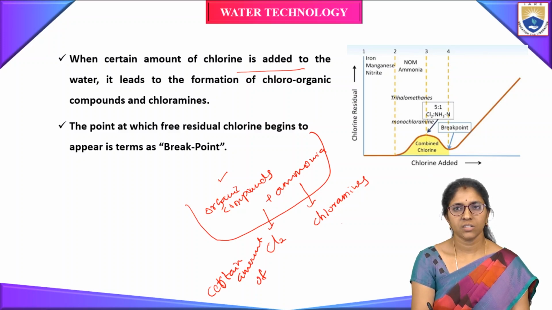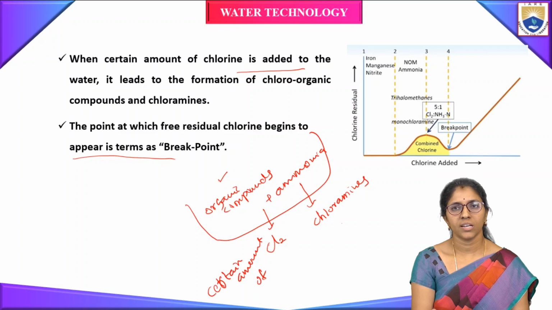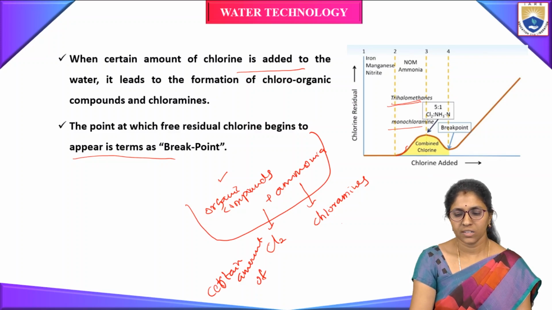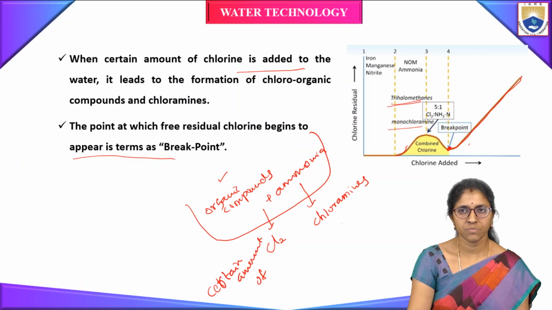The point at which residual chlorine begins to appear is called the break point. First we are adding a certain amount of chlorine, then it is forming trihalomethanes and monochloramines, meaning it is forming chloroorganic compounds as well as chloramines. After one point, the residual chlorine increases. This indicates the completion of the removal of organic compounds, microorganisms and also ammonia present in water.